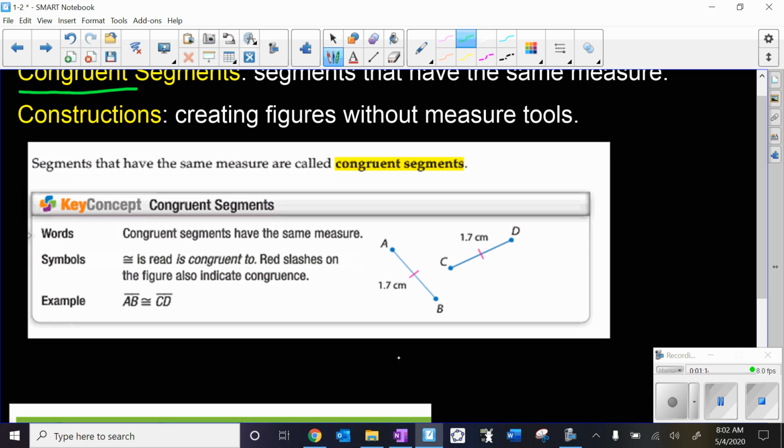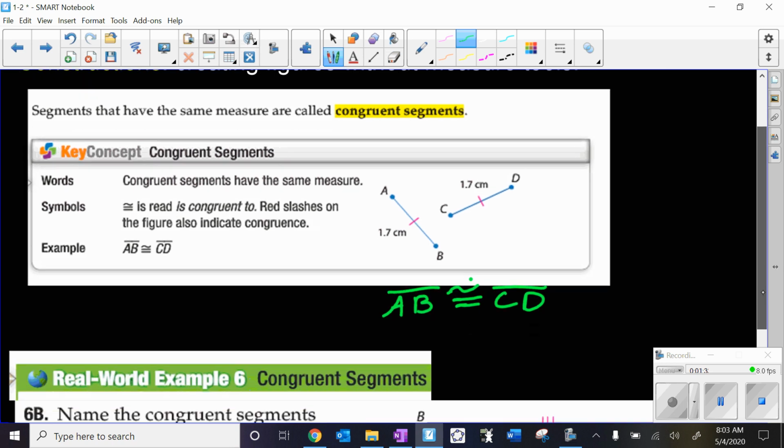You can kind of see it down there, but we would say that segment AB is congruent to, oops, that's really bad. It's supposed to be a squiggle. There you go. Is congruent to segment CD. Okay, so that would be the symbol.